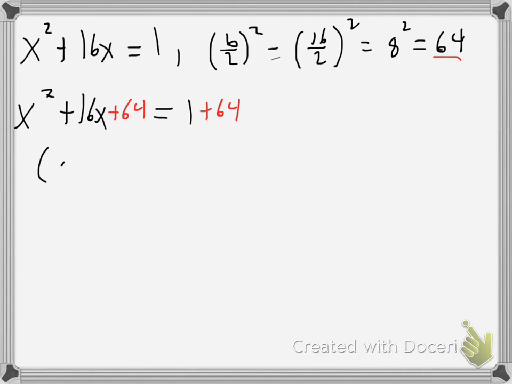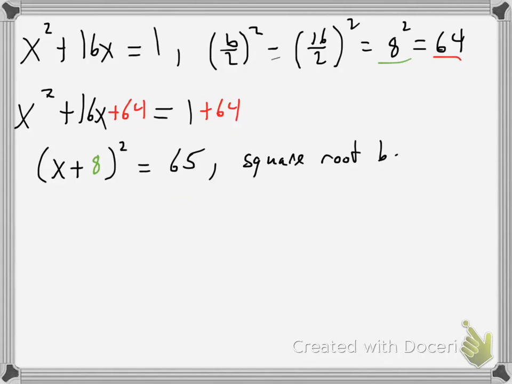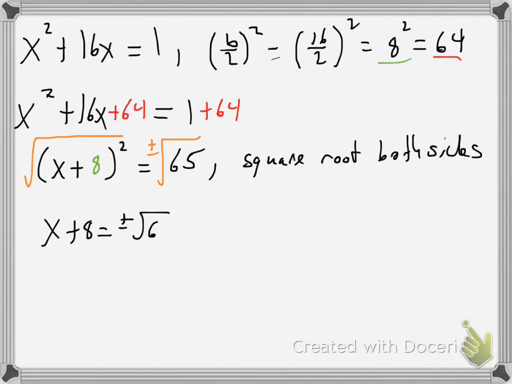The left-hand side is a completed square. It will factor into x plus b over 2, which will be 8. And then, remember the silly joke, what happens when you put root beer in a square cup? The root and square undo each other, and you're left with beer. Well, nothing that exciting in this one, but the square root and the square undo each other, and we have x plus 8 equals plus or minus the square root of 65.